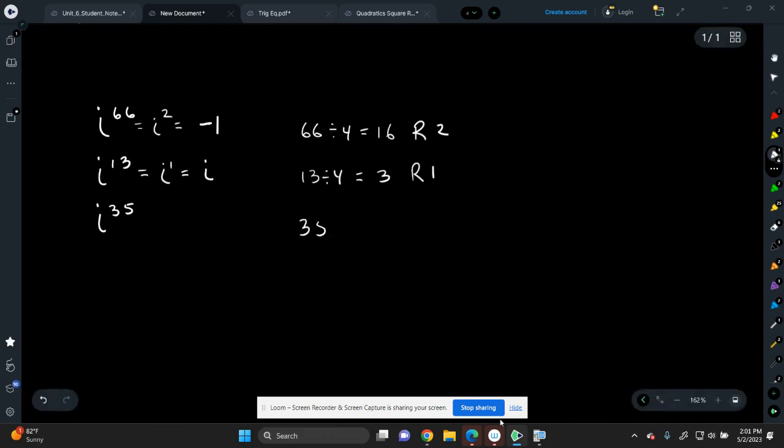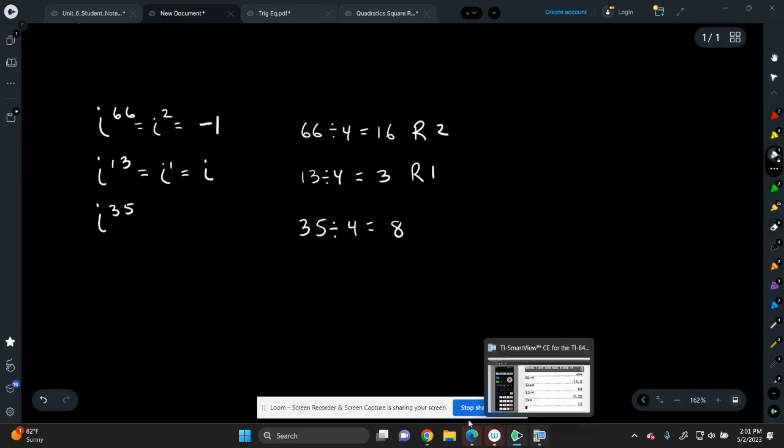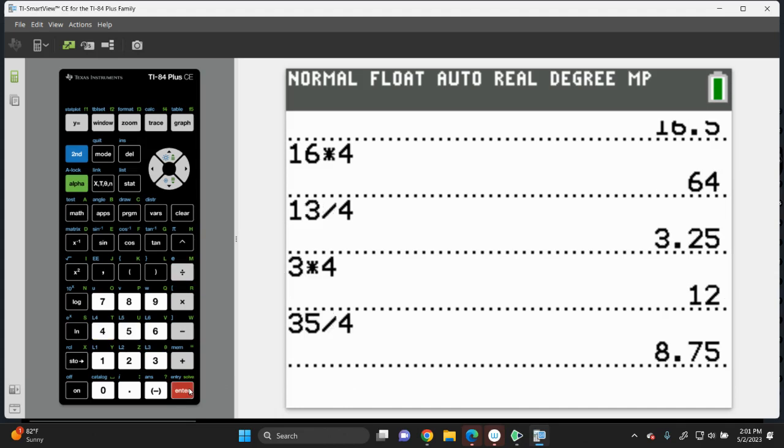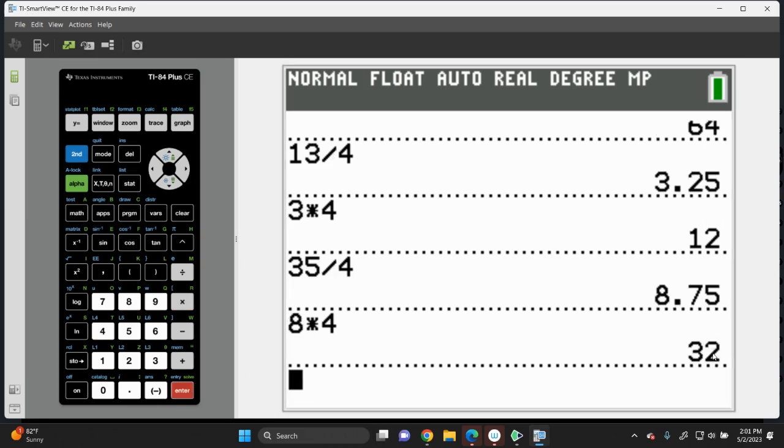35 divided by 4 is 8. I'll show you on your calculator again. 35 divided by 4 is 8. So now I'm going to do 8 times 4 is 32. That means I had a remainder of 3.